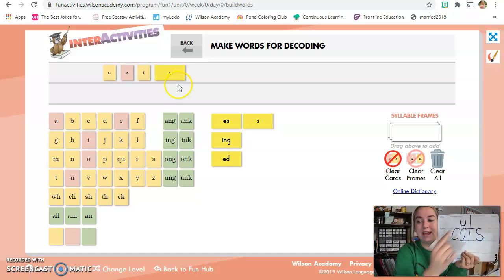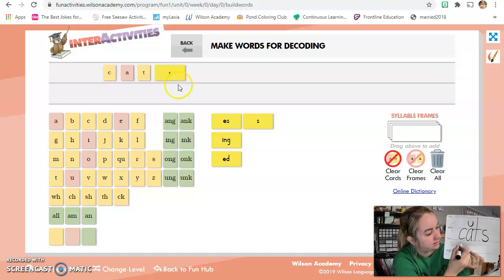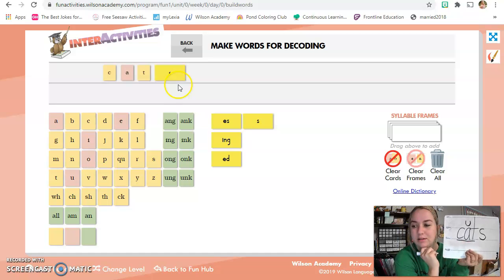My breve gets to stay because it still says A. But now I need to mark my base word. What do you think my base word for this is? It's cat. What we started with, cat. So I mark my base word by underlining it.